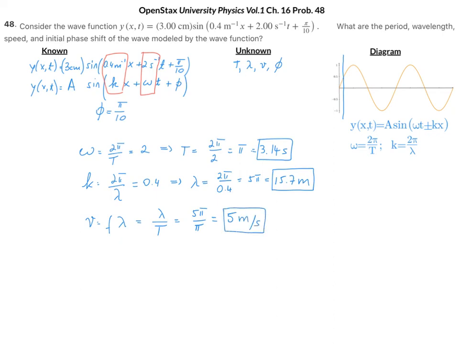So we have a wave traveling in the negative x direction with a wavelength of 15.7 meters, a period of 3.14 seconds at the speed of 5 meters per second, and it starts with a phase shift of pi over 10. I guess I should box this one too. And here we have the answers to the problem.